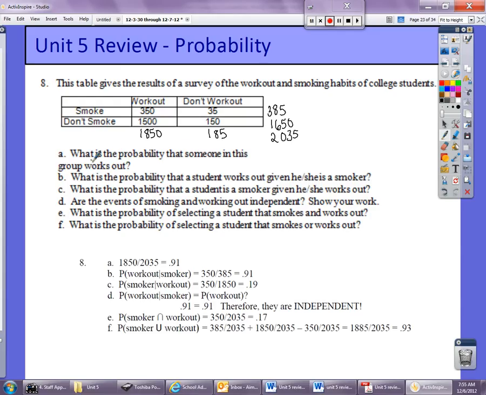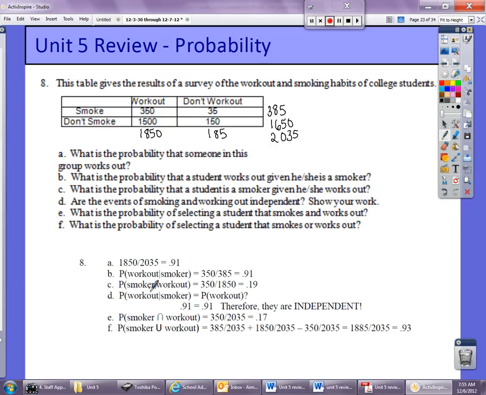What is the probability that someone in this group works out? So just in general, works out is 1850 out of your sample size of 2035. What is the probability that a student works out given he or she is a smoker? So workout given smoker. The probability of workout and smoker is 350 divided by the probability of just a smoker, and there's 385 smokers, so 350 divided by 385, because the denominators will cancel, you get 0.91.